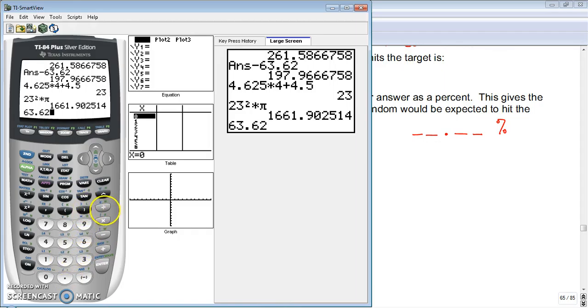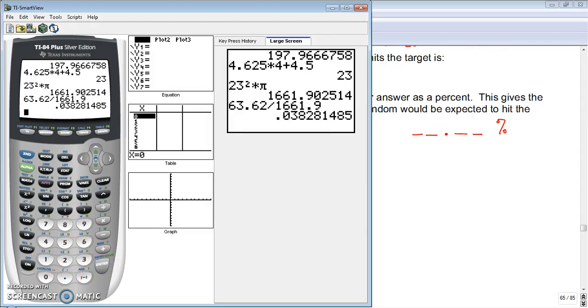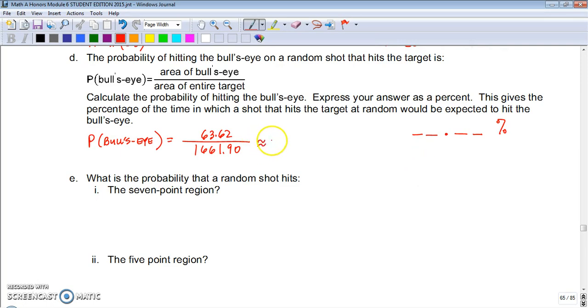Okay, so we've got 63.62 divided by 1,661.9, and we're going to move our decimal point 2 places to the right to convert this decimal into a percent. So we're going to have 3.83. Okay, and that's what I was referring to here, that I'm looking for 2 decimal places after I've converted it into a percent.